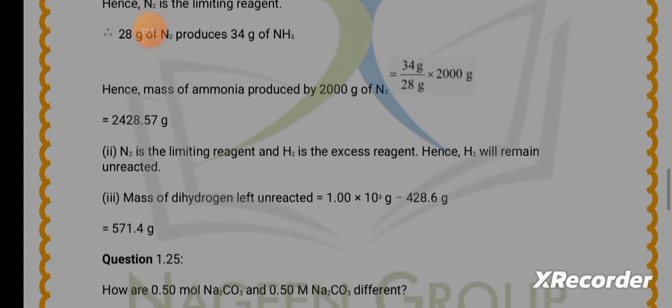Now question number 2, what are they asking you? Is there any limiting reagent or is there any excess reagent? Yes, nitrogen is the limiting reagent, hydrogen is the excess reagent. Now question number 3 says, if yes, then how much? You know that you have the hydrogen 1 into 10 to the power 3 or 1000 gram, but you use only 428.6, then by subtracting it, you will get 571.4 gram. So by solving the limiting reagent, you can easily solve these types of questions.